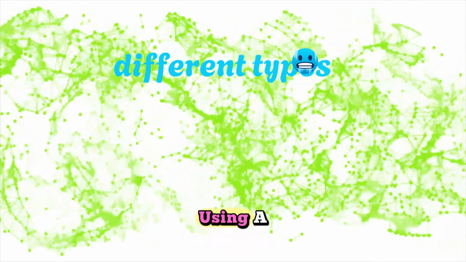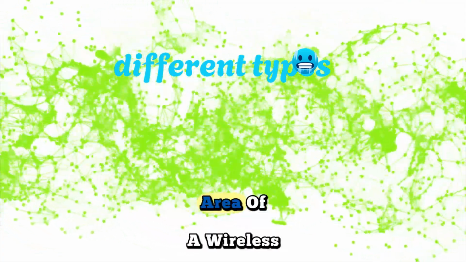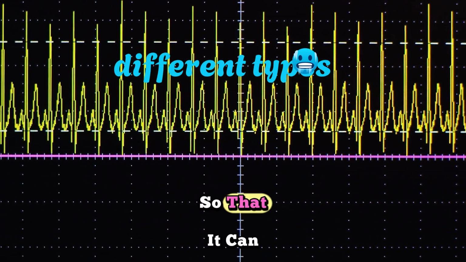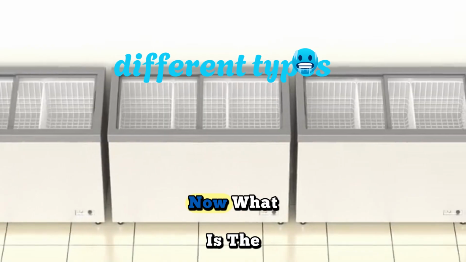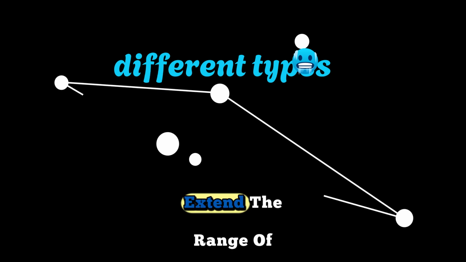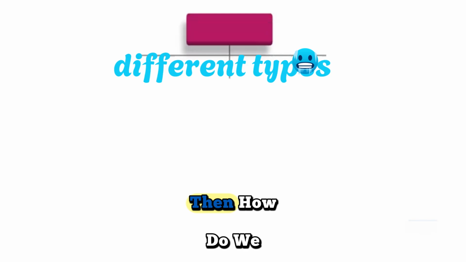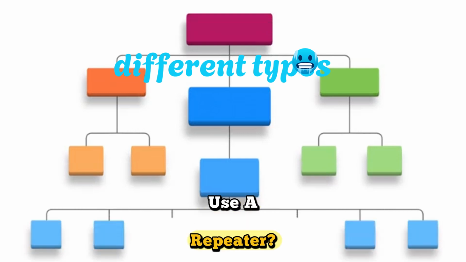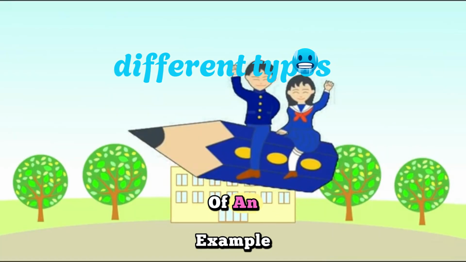The main purpose of using a repeater is to extend the coverage area of a wireless network. A repeater simply amplifies the signal so that it can reach further distances. Now, what is the difference between a hub and a repeater? Both of them are used to extend the range of a network. Then how do we decide which one to use, or when to use a hub and when to use a repeater? Let's understand this with the help of an example.